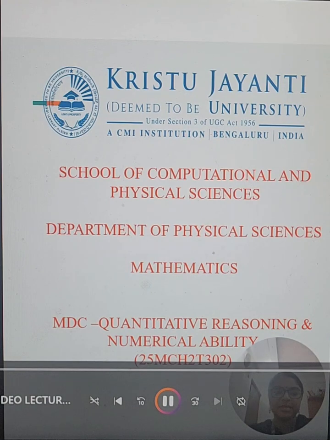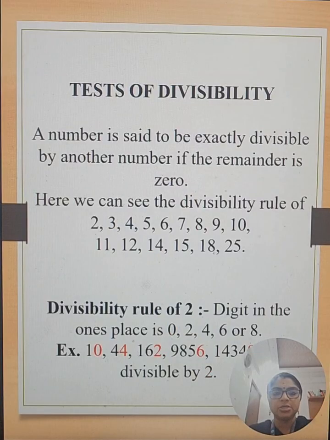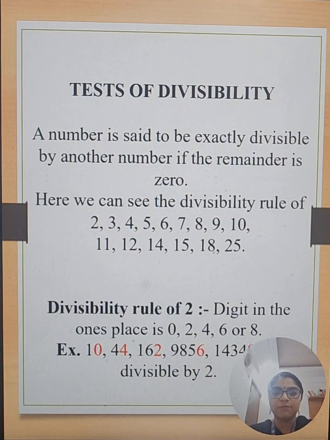Hi guys, in MDC Quantitative Reasoning and Numerical Ability, today we are going to see the topic tests of divisibility. How will you test whether a number is divisible by the given numbers? The common thing is that a number is said to be exactly divisible by another number if the remainder is 0. So if we get the remainder 0, then we can tell the given number is divisible by another number.